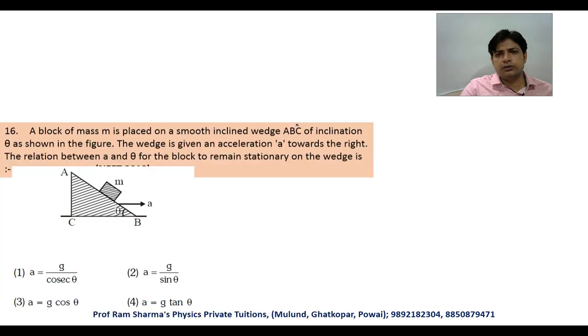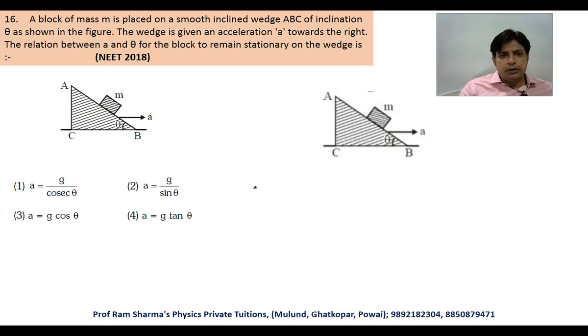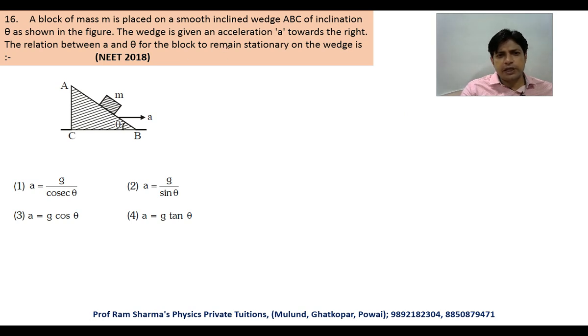Next one, next sum. If you see the next sum, it's like this. A block of mass m is placed on a smooth inclined wedge ABC. They have given the diagram also of inclination theta in the figure. The wedge is given an acceleration, so the wedge itself, this triangular section itself, is moving with an acceleration a towards the right. The relation between a and theta for the block to remain stationary on the wedge. It's a good question. Let's see how we can solve.